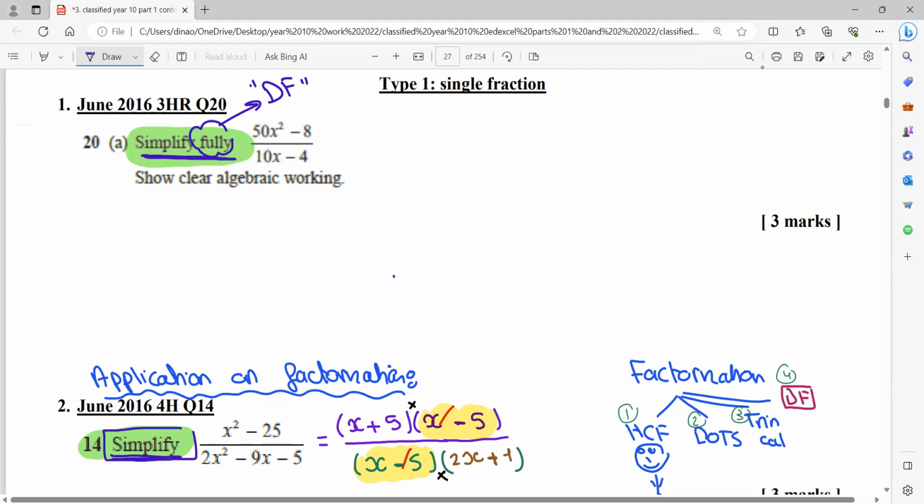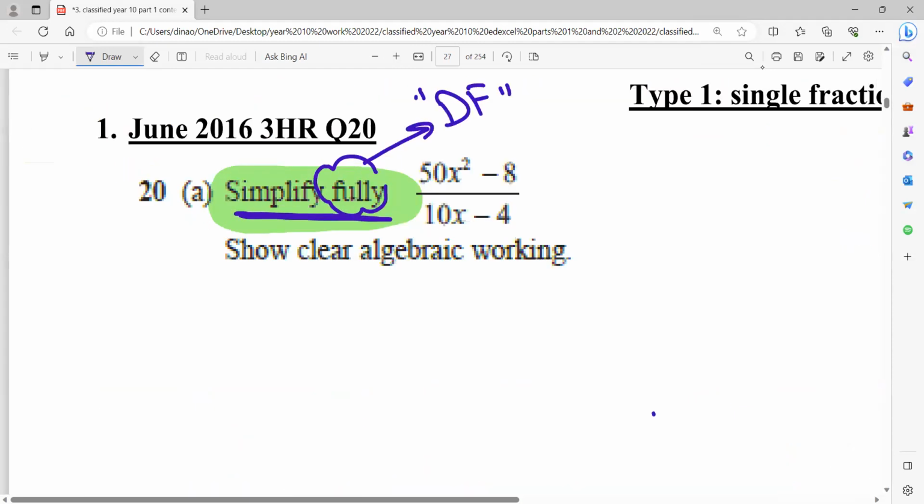I'm writing it again, just so nobody says, "Miss, I'm lost." First think highest common factor. Then dots. Then trinomial. And always have in mind the double factorization. Always keep double factorization in mind. I'm going to zoom in because this is an important question for me.